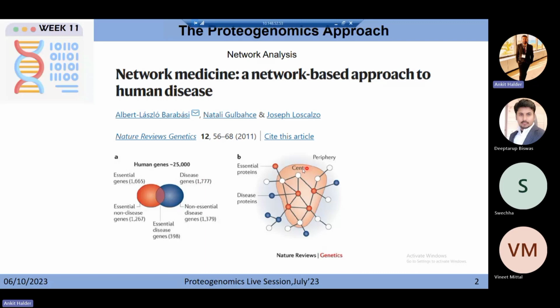You can see how the essential proteins and the disease proteins plug together and form the network. That becomes crucial. Here you can go to this particular article and have a look at it.